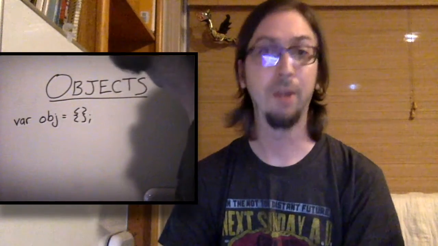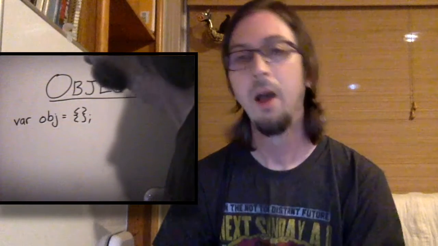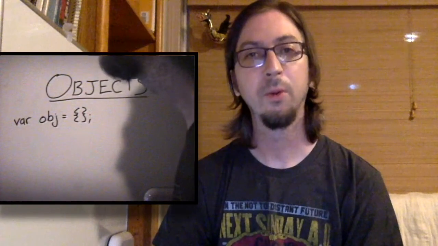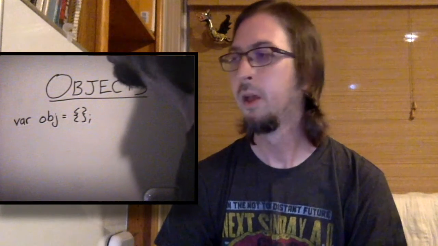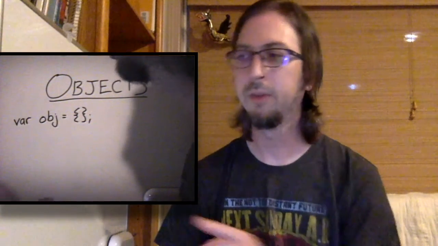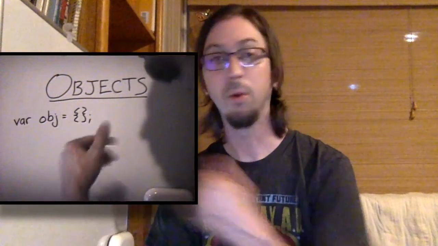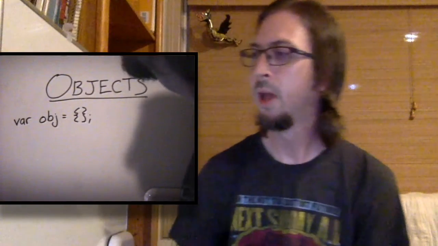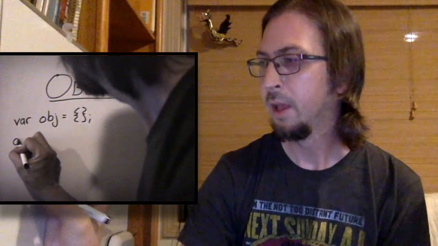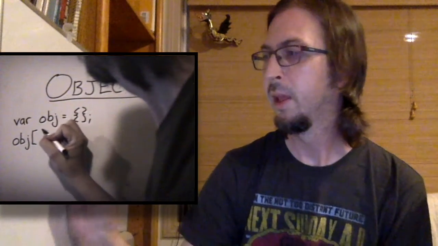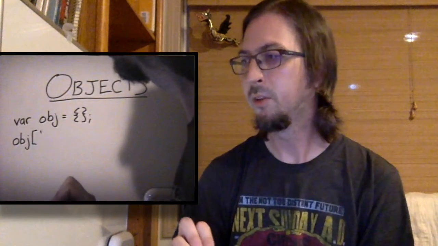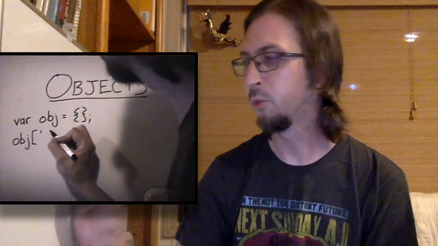Now, what is an object? I should get to that. Objects are variables that hold a set of key value pairs. So for example, if I want to set a key value pair or a property on this object, I could write the following, similar to the way you would index into an array. Now, the keys to objects are always strings.